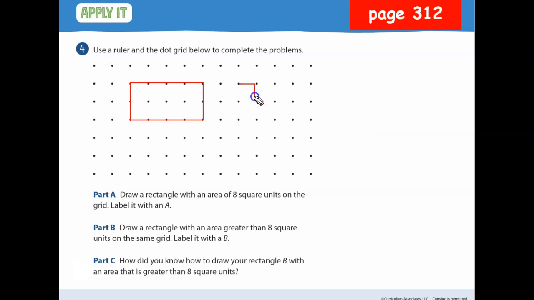Can I do this? 3, 4. Can I do that? No. Even though it does have an area of 8, that's not a rectangle, is it? No. Just FYI. And it says to label it. So, A. That's my label. Or you could put it on the outside if you want, but it says to label it. A.